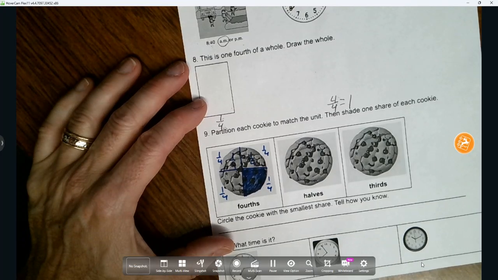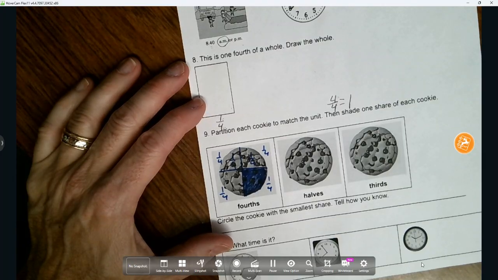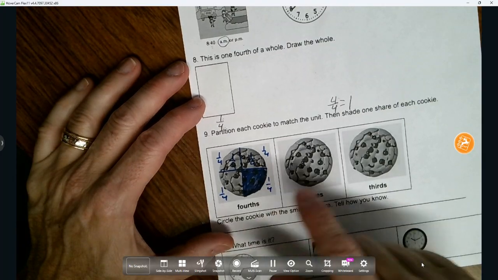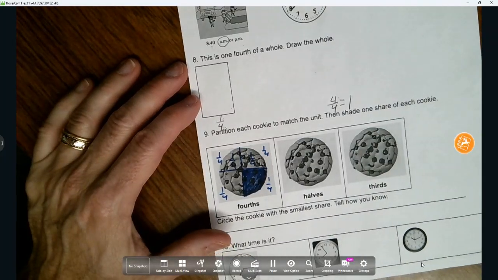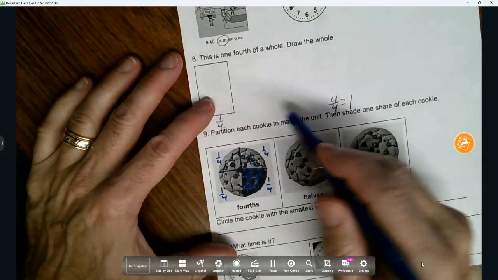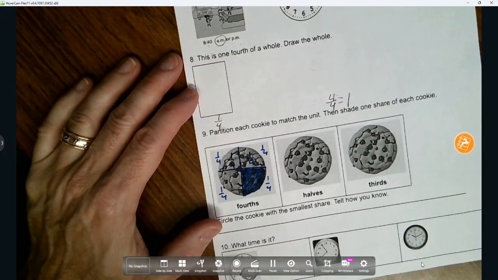Which piece is the smallest? After you draw them, just look. Look at the pictures. Which one's the smallest? Okay. Circle whichever one is the smallest.